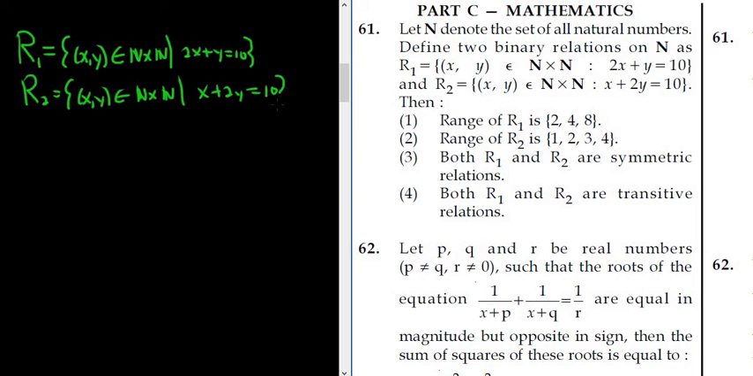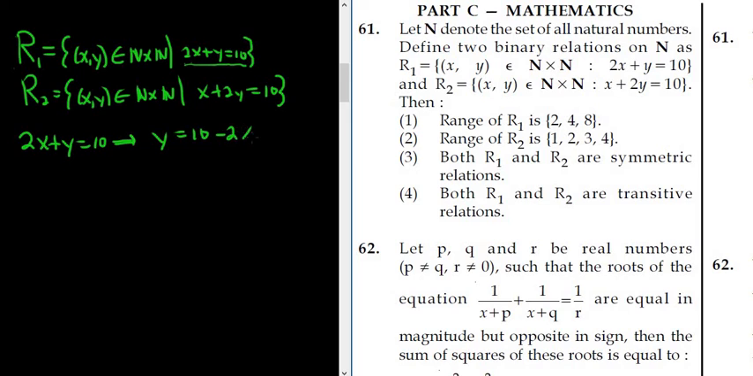And there's a couple of choices. It talks about the range in the first two choices, and the next two choices talk about symmetry and transitivity. Let's just go ahead and focus on the range of each first. Let's first find the range of R1. To find the range of R1, I'm going to solve this for y. So you have 2x plus y equals 10, and solving for y, y is equal to 10 minus 2x.